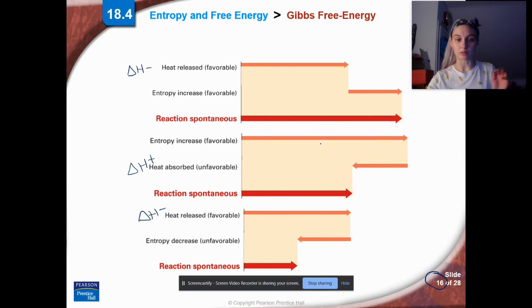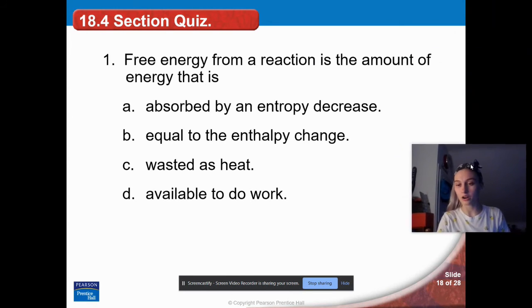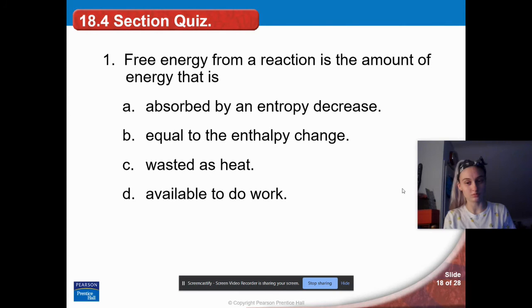And so I already talked about these. And so now we can get onto the section quiz. And I'll talk you through some of these. Some of them are harder to explain why they're wrong, but.